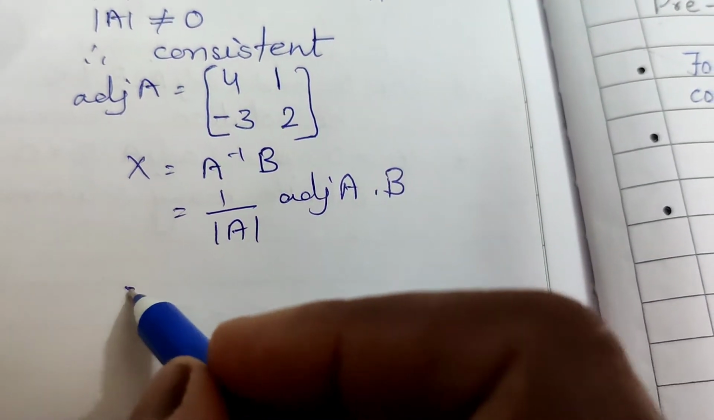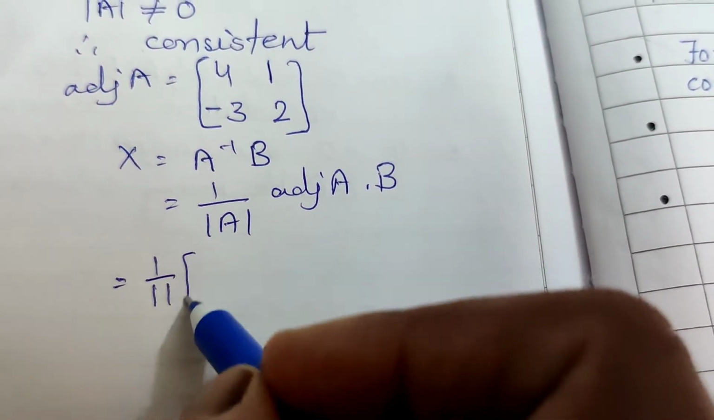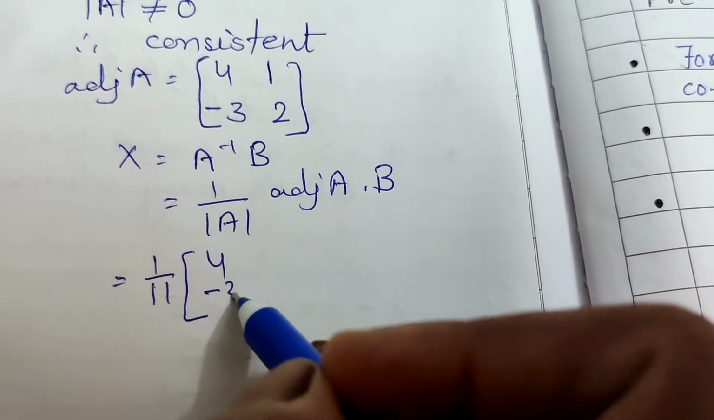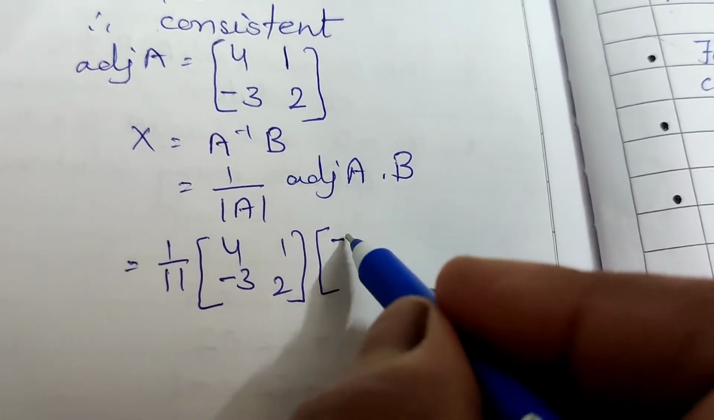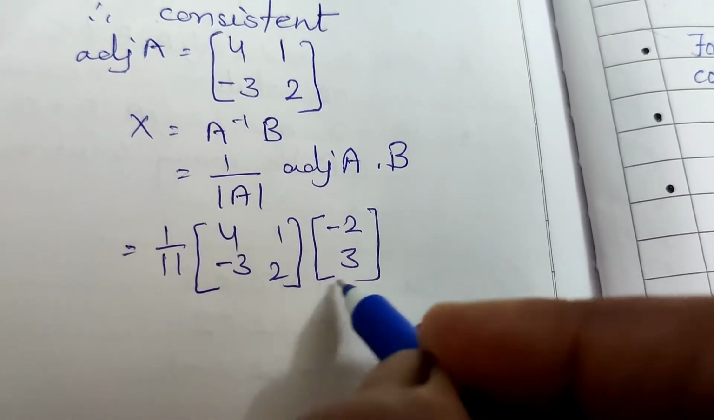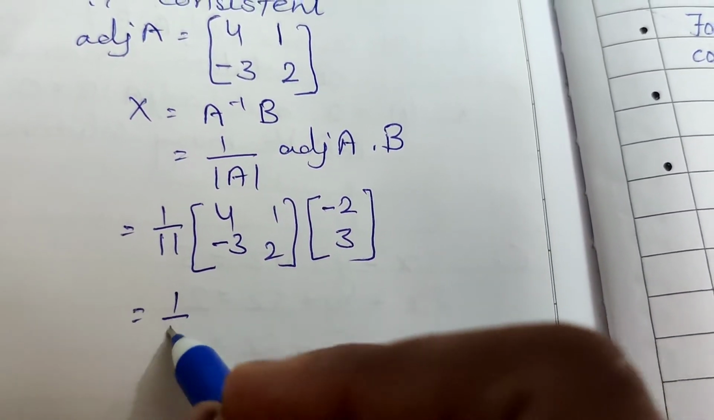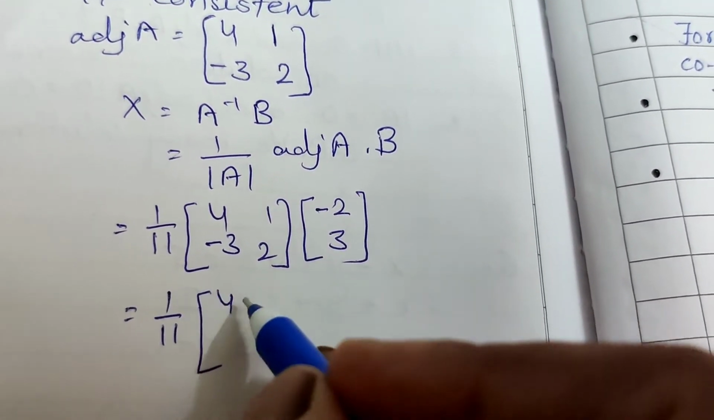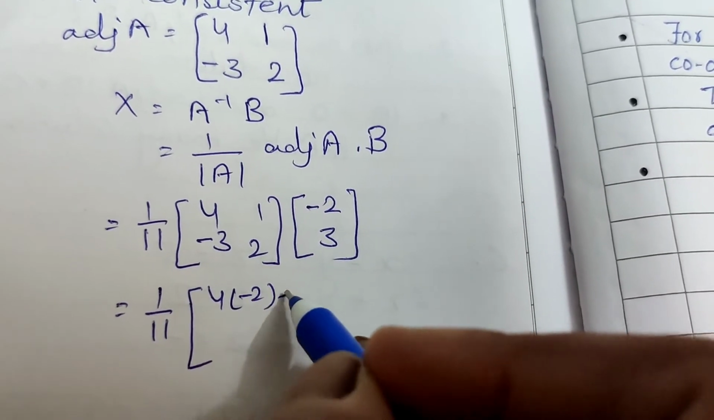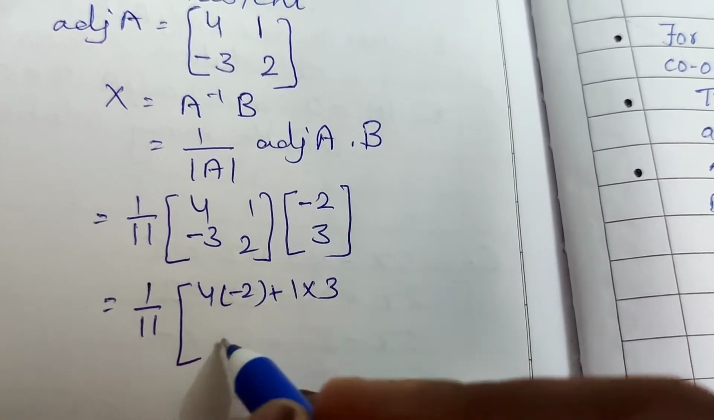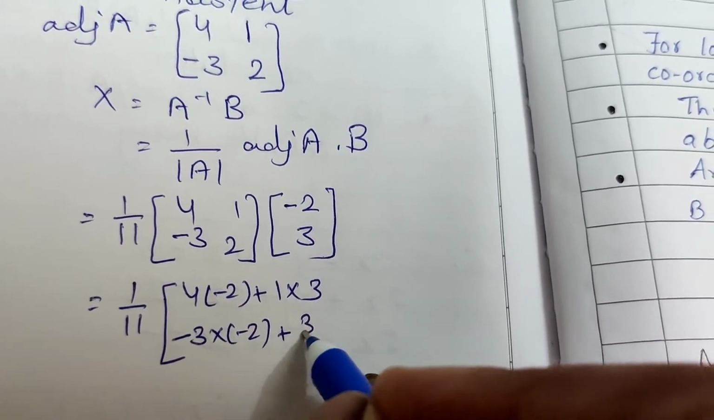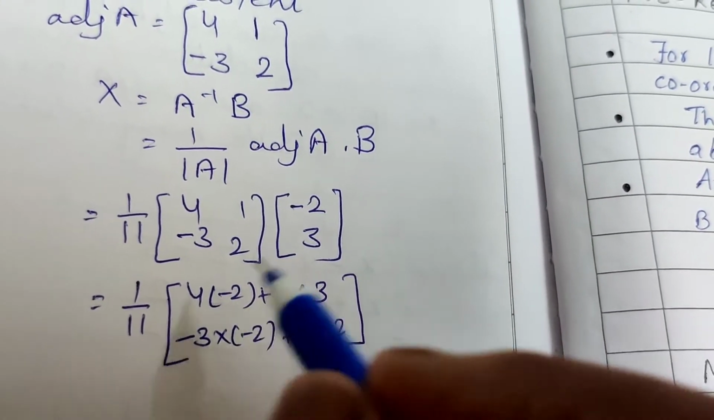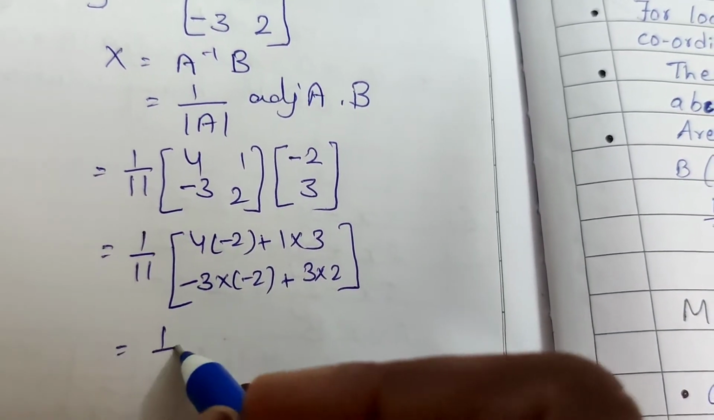The equation is 1 by 11. Adjoint of A is [4, 1; -3, 2], and B equal to [-2; 3]. Now multiply, 1 by 11: 4 into minus 2 plus 1 into 3, and minus 3 into minus 2 plus 3 into 2. Just multiply the matrices.